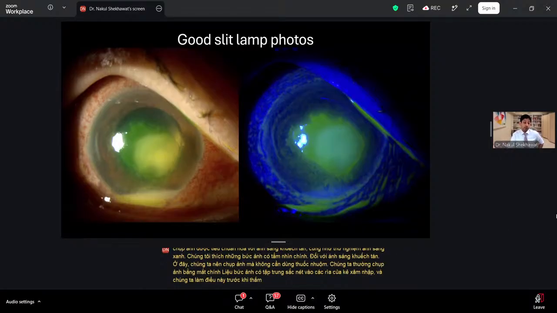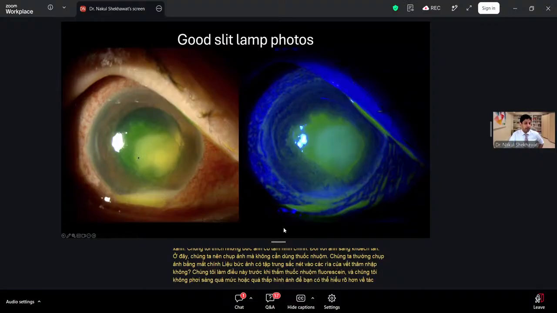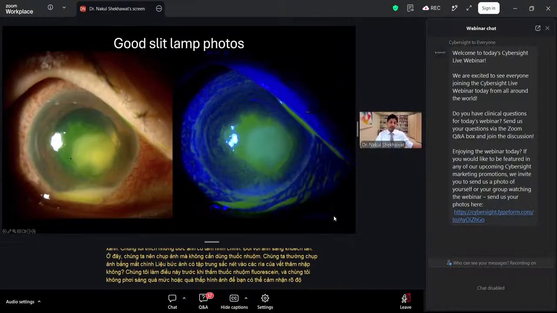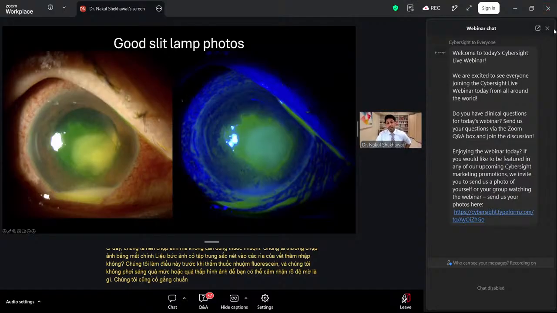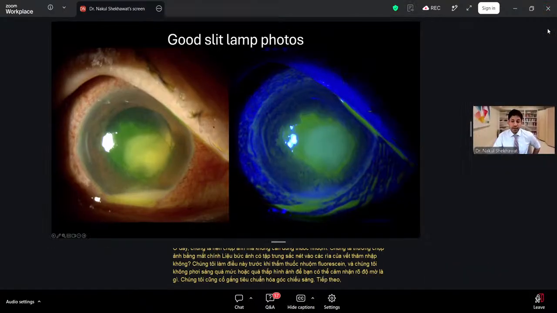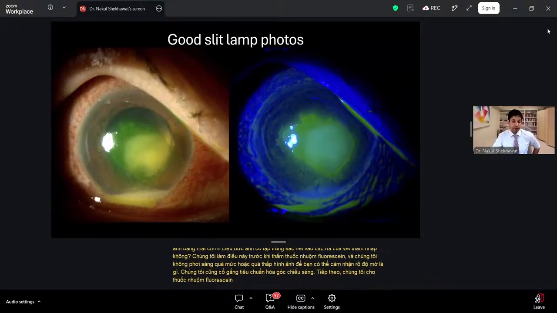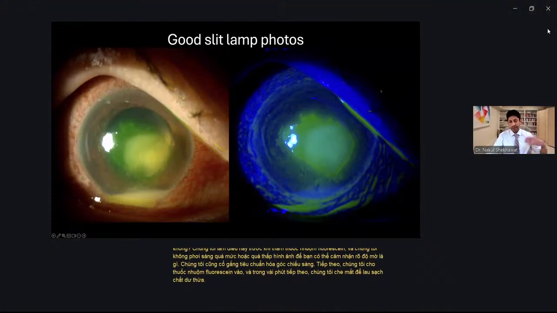And we don't over or underexpose the image so that you can get a good sense of what the opacity is, and we try to standardize the angle of incidence of light as well. Next, we put in fluorescein dye, and within the next few minutes, we blot the eye to wipe away excess, and we also have the eye looking primary gaze.